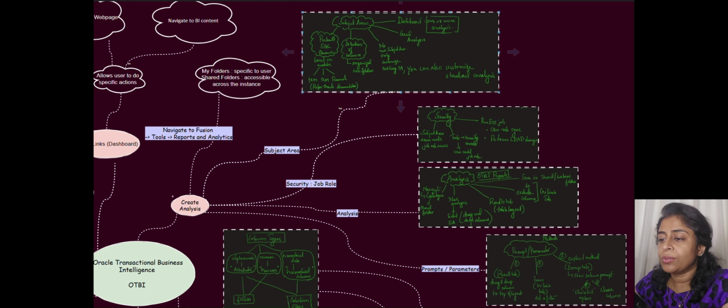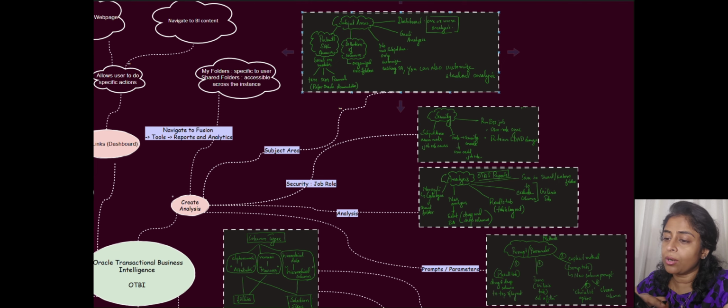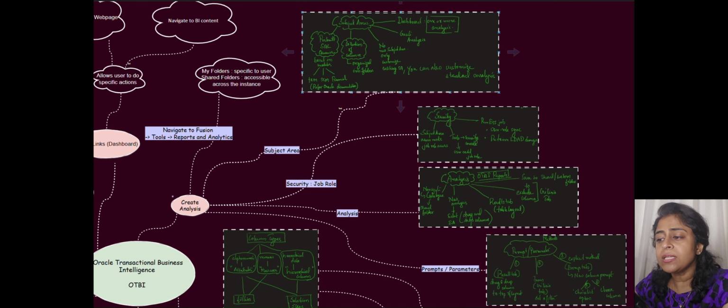Let's create your first OTBI analysis. Start by navigating to Shared Folders and clicking New Analysis. You will see a list of available subject areas. You can select one that matches your data needs, like Payable Invoice, Transaction, Real Time for an invoice report. Next, you can select your columns by double-clicking or dragging them to the selected column area and choose the data points like Business Unit Name, Invoice Number, Invoice Amount, and Supplier Name.